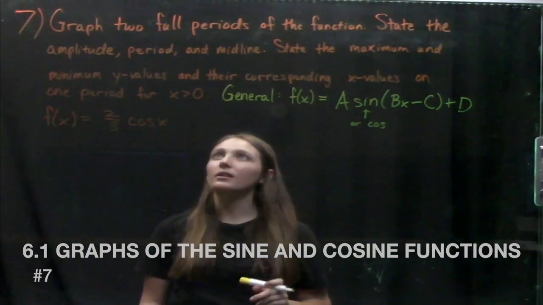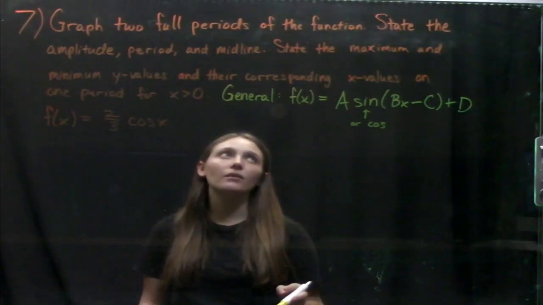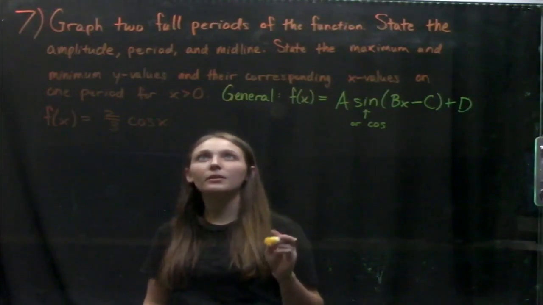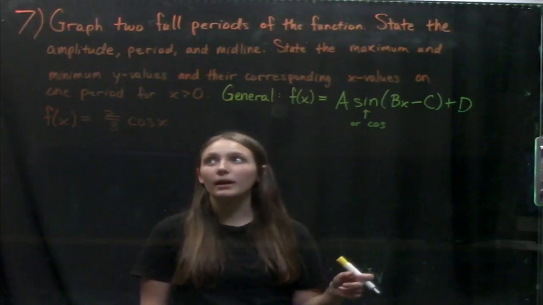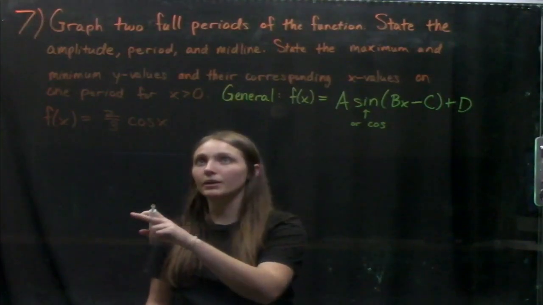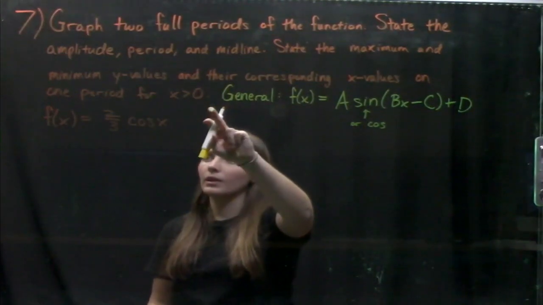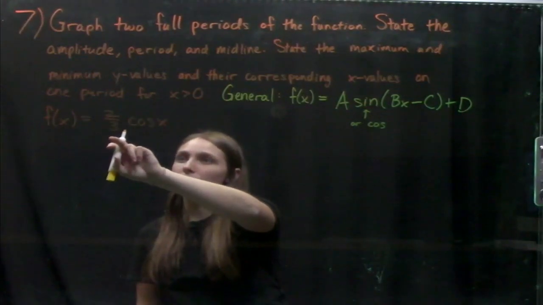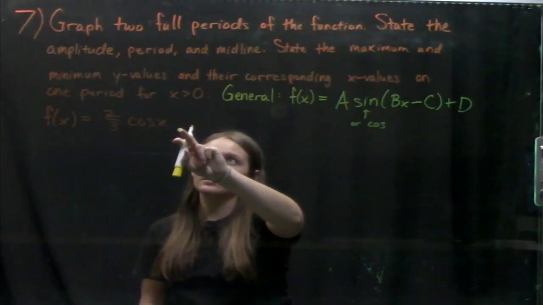So number 7 says, graph two full periods of the function. State the amplitude, period, and midline. State the max and minimum y values and their corresponding x values on one period for x is greater than 0. And our function is f of x equals 2/3 cosine x.